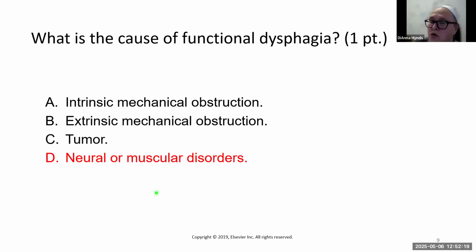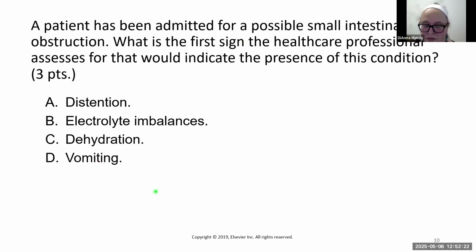And I think we have one more on the digestive tract. That would be indicative of a 3-point question. So this is asking you to use your knowledge to answer a new situation. So here a patient has been admitted for possible small intestine obstruction. What is the first sign that the healthcare professional assesses for what would indicate the presence of this condition? So what's the first thing that you as a healthcare worker would assess for the presence of a small intestine obstruction? So that's what the patient's been admitted for.